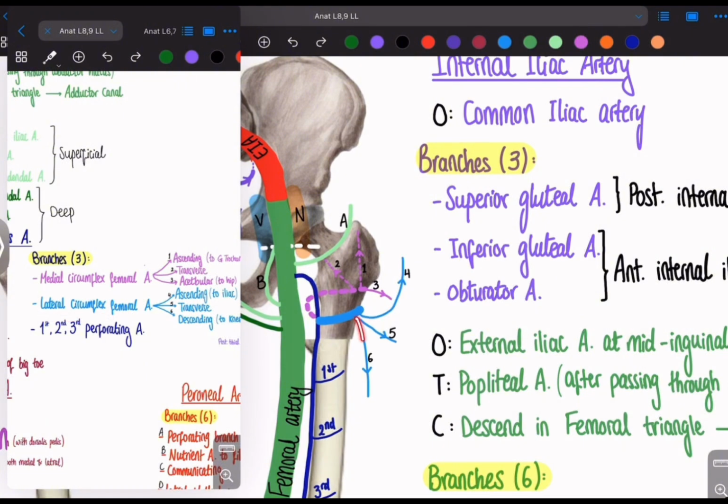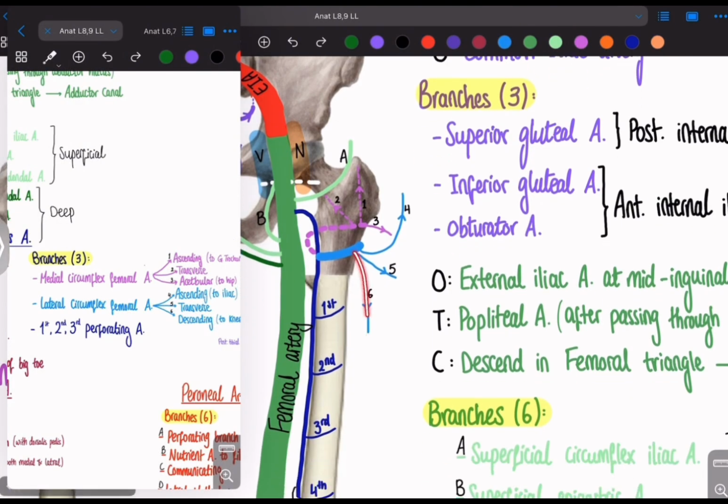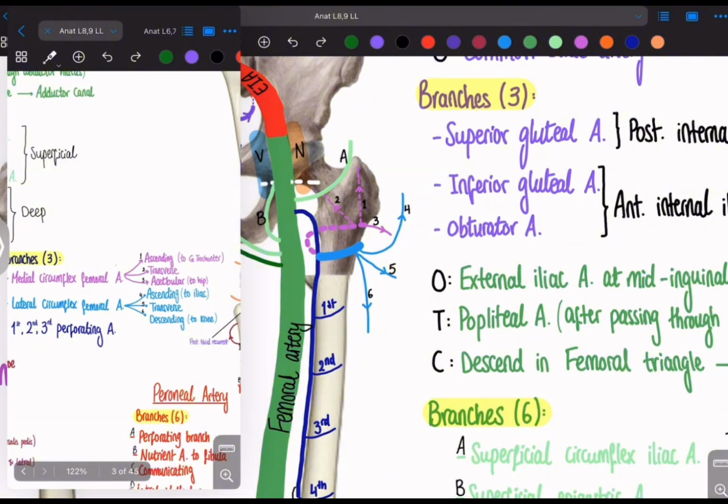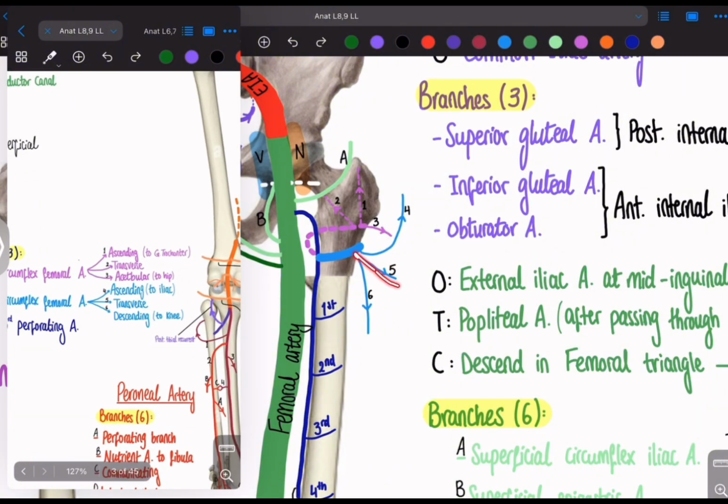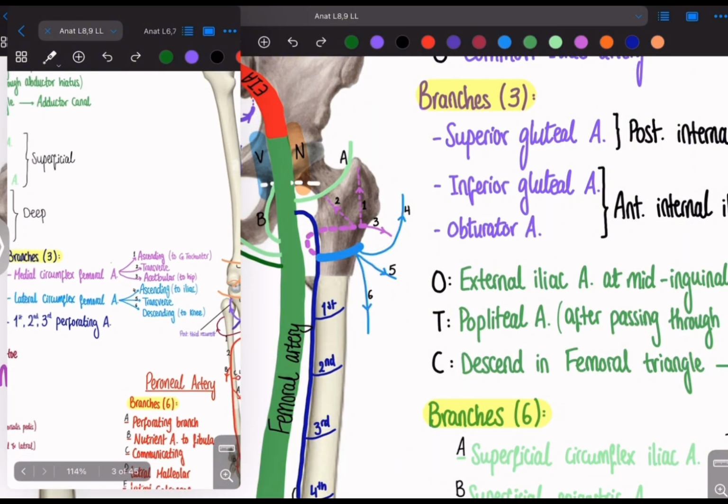Then we have the descending. The descending is going to go where? It's going to go to the knee, okay? So the descending is going to go to the knee, okay? Then we have the transverse. The transverse is just here in the middle. We don't need to know where it's going to go. Right? Then we have the medial circumflex. So now we know the lateral circumflex. We saw the 3 branches and we know where each branch is going to go. What about the medial circumflex?